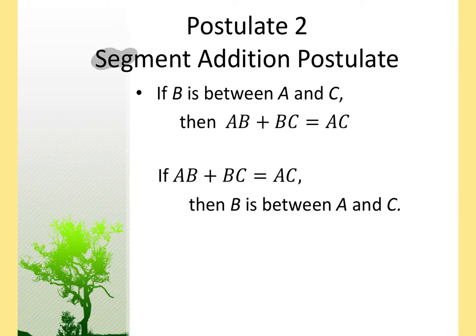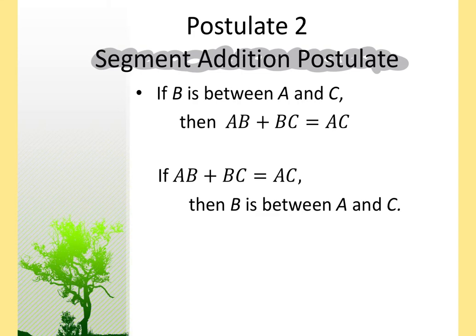Postulate 2, and this one is a popular one, so you're going to use this a lot. It's called the segment addition postulate. And it says if B is between A and C, then AB plus BC equals AC.